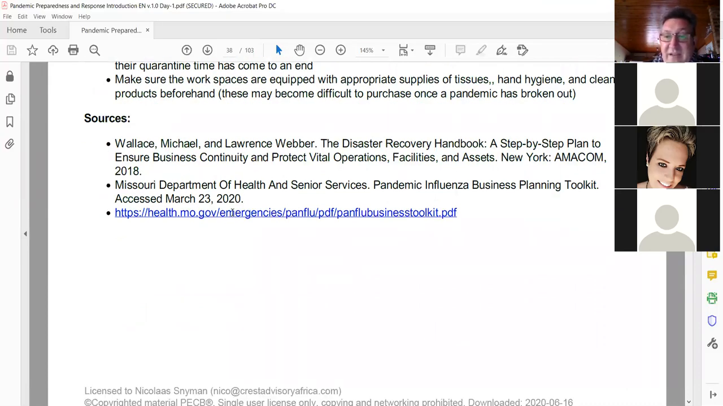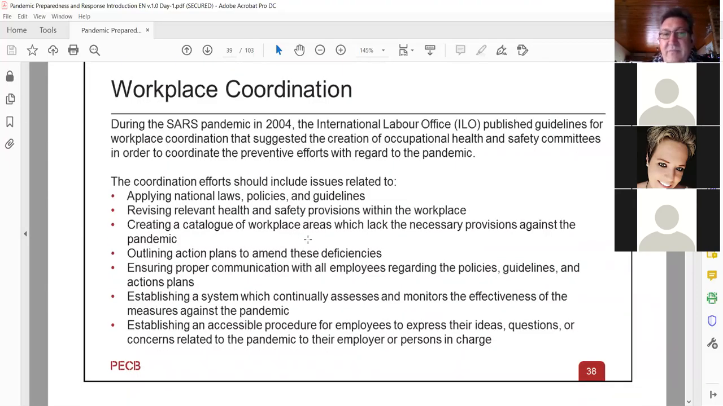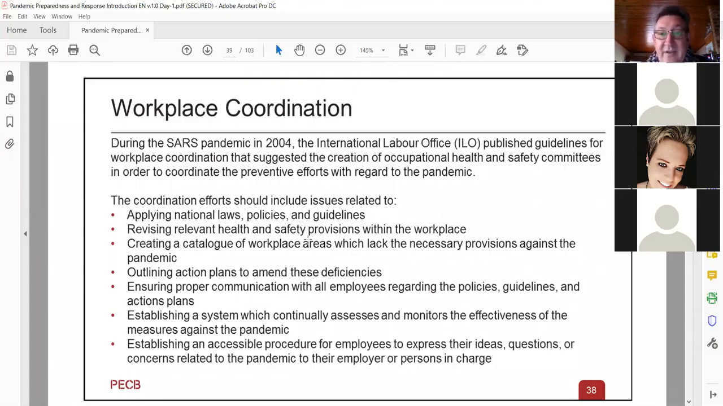And you can see these things are current. It is published on the 23rd of March, 2020. So this is actually, I'm so excited about this course, because this course is actually, I want to say, it is so applicable on the time period that we are in now. Workplace coordination. We've got 15 minutes left. I want to see if we can get to page 50, because then we are halfway through the course, and then we can do the rest of the pages next week.